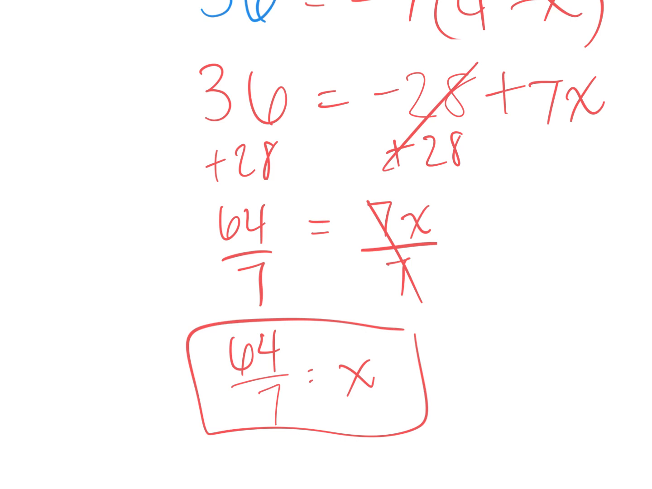Does anyone know how many times 7 goes into 64 without going over? I think it's 9, right? 9 would give us 63. So it's 9 and 1/7. Okay? But you can totally leave it like this. Hayden? Sure. Any other questions on this warm-up?